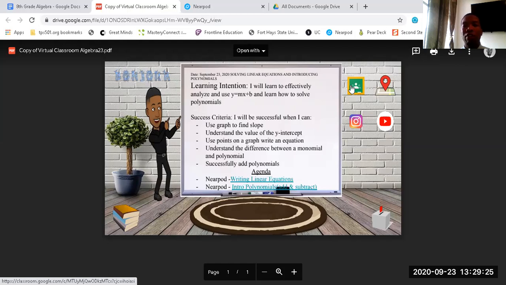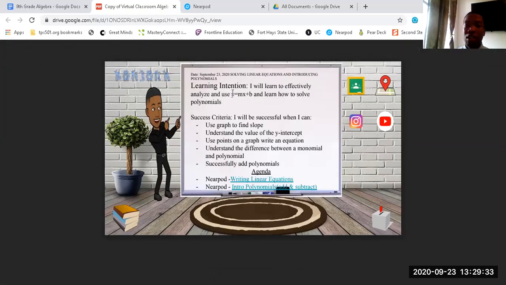Learning intention: I will learn to effectively analyze and use y equals mx plus b. This is an equation right here, all right? And this is considered the linear equation format, y equals mx plus b, and I'll learn how to solve polynomials. I will be successful when I can use a graph to find the slope, understand the value of the y-intercept, use points on a graph to write an equation, and understand the difference between a monomial or polynomial, and then successfully add polynomials together.